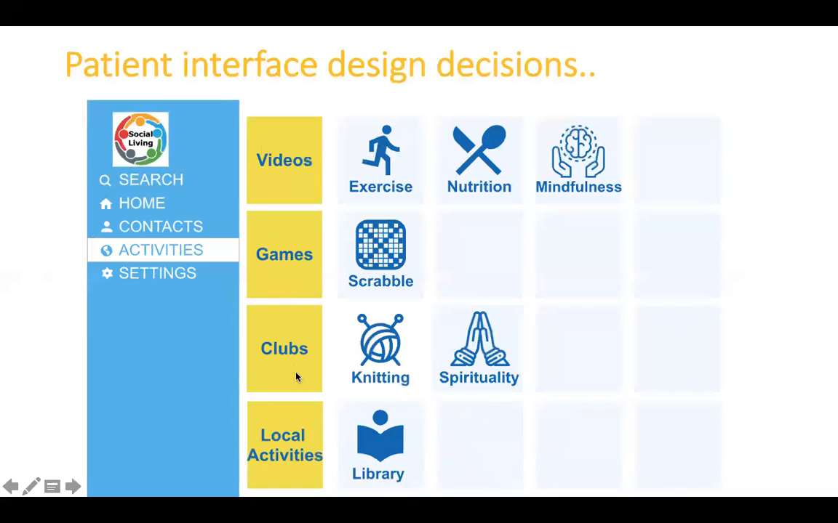And then clubs that the individuals could either create after meeting people, or if there were some clubs that they decided in the beginning, we could have them as defaults. And these club meetings would happen in the same way that you would have video conference for the group therapy sessions. And then local activities would be based on the patient's home location. So these would be automatically populated. So we have the library right here, but it could also include churches in the area or other spiritual activities.